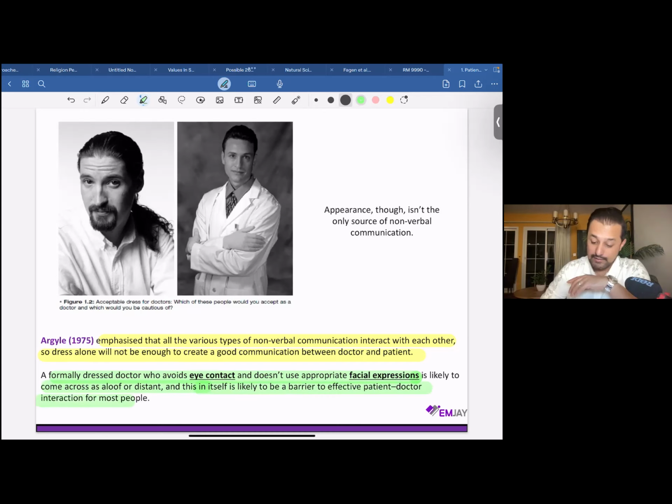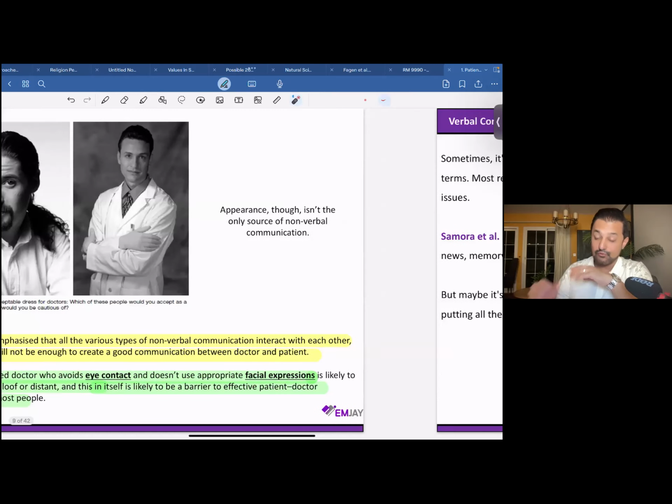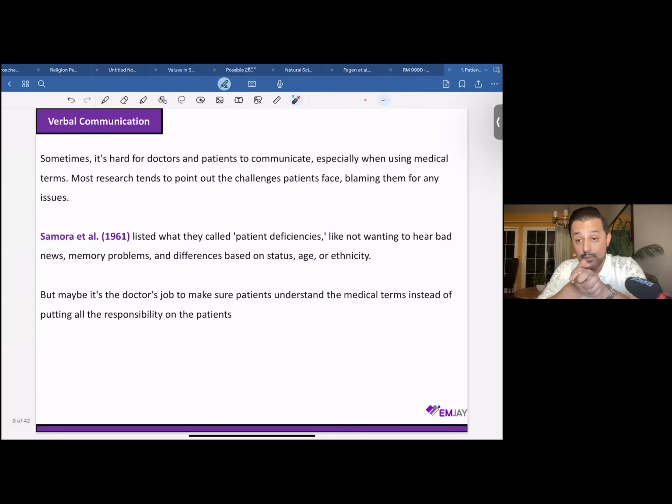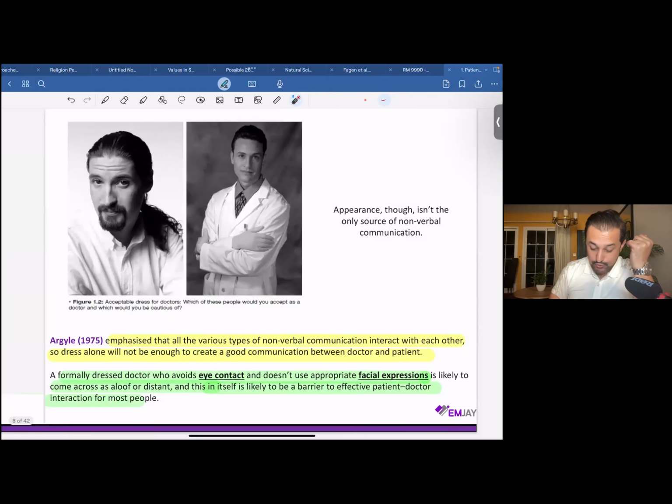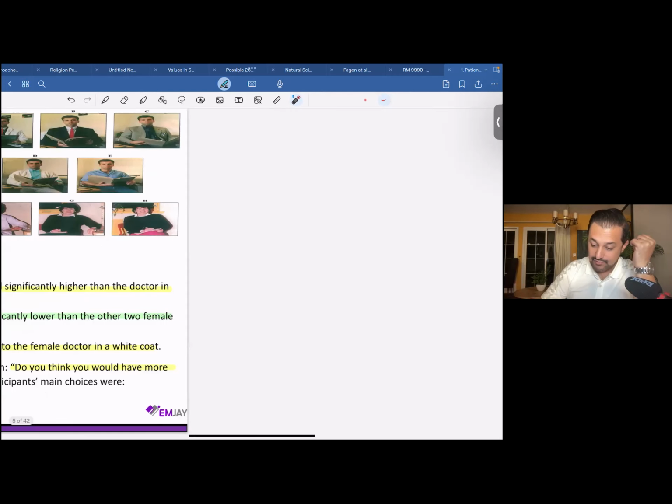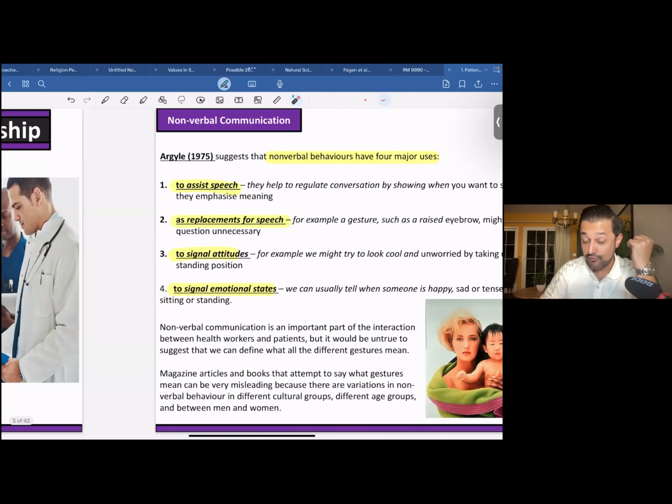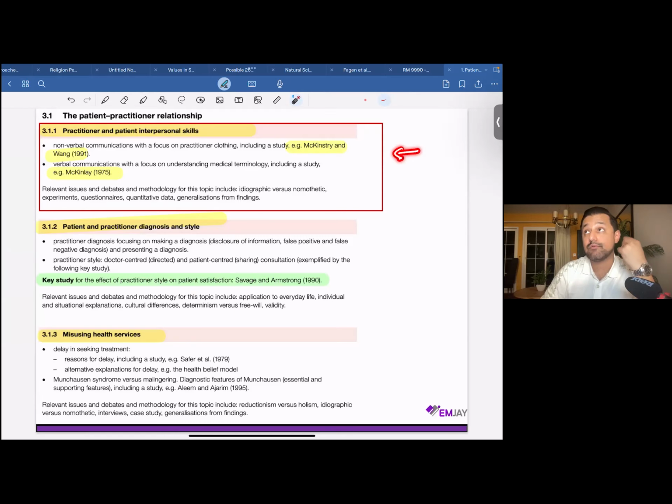So again, this point further supports the idea that this study can be seen as a reductionist approach. Now, taking this a step further, let's move on and talk about verbal communication. Having a look at what we are supposed to cover for today, this is the first section from the first unit of health psychology. The name of the section is Patient Practitioner Interpersonal Skills.